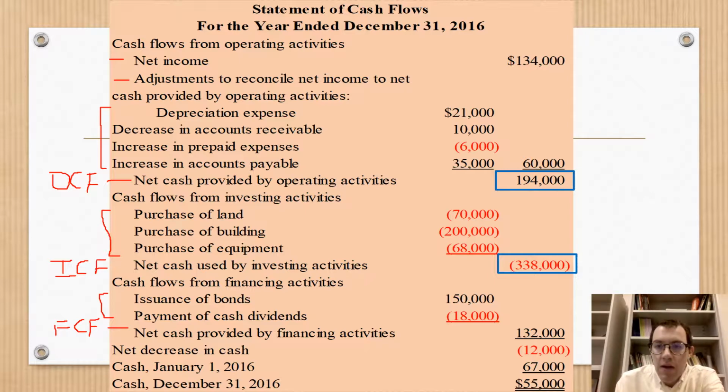Alright, and so if you add them all up, you say, okay, here's the positive operating cash flow, here's the investing cash flow, and here's the financing. You should get negative 12,000, which is your change in cash. So it all works out.